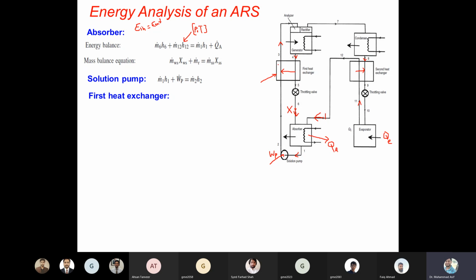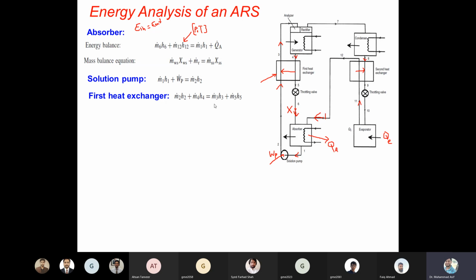So we can also have the energy balance for the heat exchanger. The process is the same: the energy in should be equal to the energy out. This is energy in. Similarly, point 4 is energy in and point 2 is energy in. And what is out? Point 3 is out and point 5 is out. So in should be equal to out. So we have the point 2 energy plus the point 4 energy, which should be equal to the energy out, which is the energy at point 3 as well as the energy at point 5.